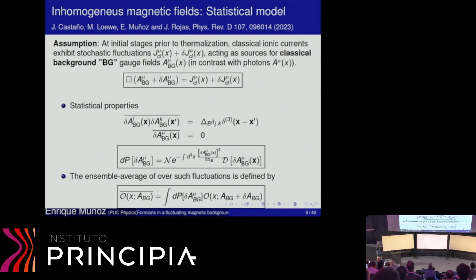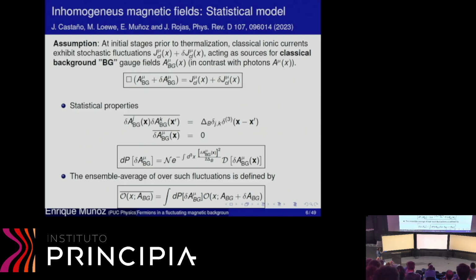For this stochastic noise, we can assume certain statistical properties. We will assume for simplicity that we have white noise in the spatial dependence of this background field. So it is delta correlated, and the strength of this autocorrelation function will be parameterized by this delta parameter, which is a positive quantity. This type of white noise can be described by a functional Gaussian distribution, like this.